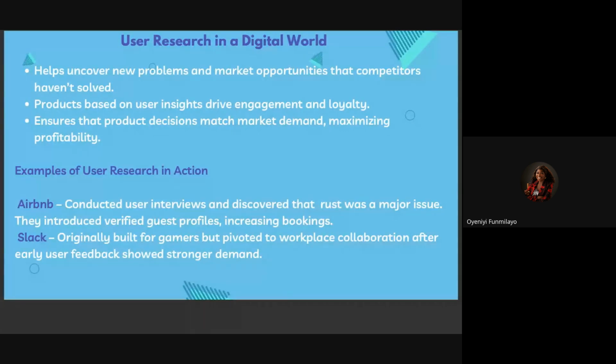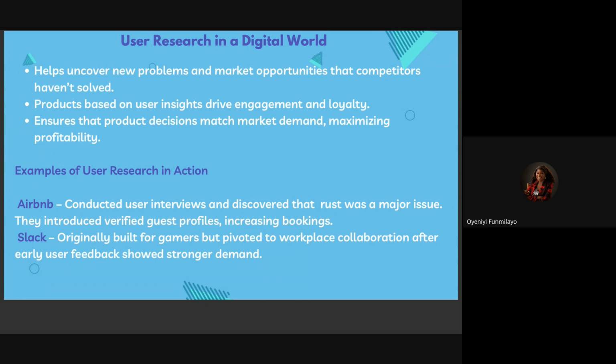So when they discovered that trust was a major issue for their customers, what did they do? They introduced verified guest profiles. Because they introduced this feature, what happened? People started booking more, because a verified guest profile means they have thoroughly investigated that person. They know what this person can do and what this person cannot do. If anything happens to you today, they know where to go and meet this person. So bookings increased on their app, because people now get to trust the product more.